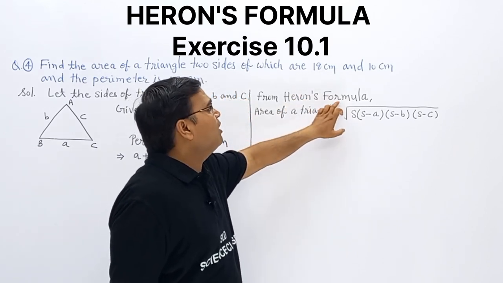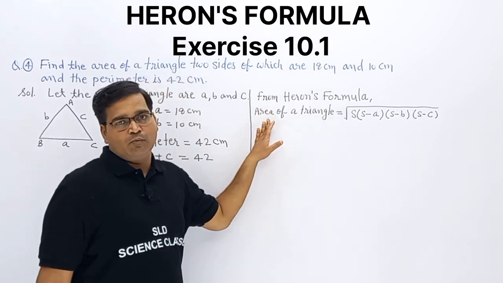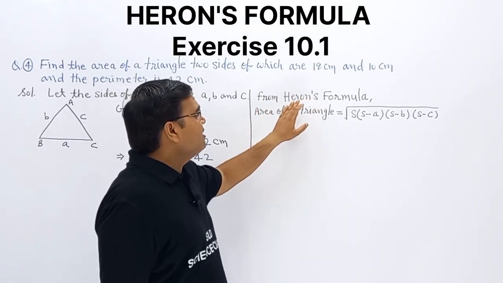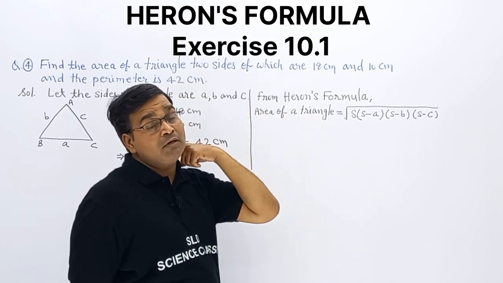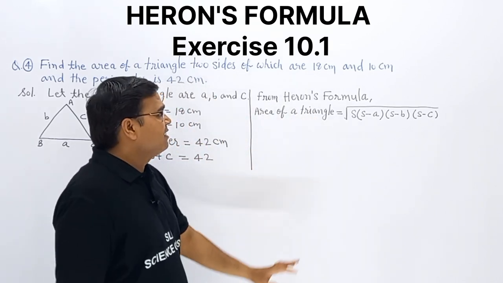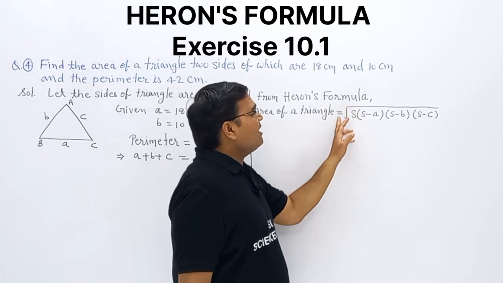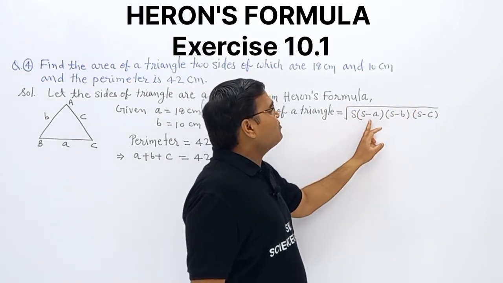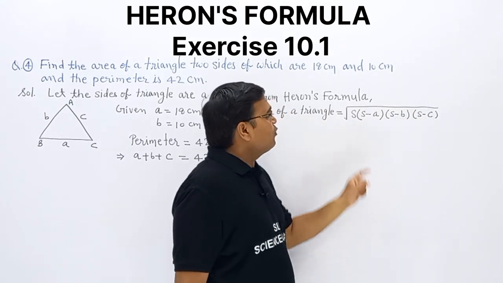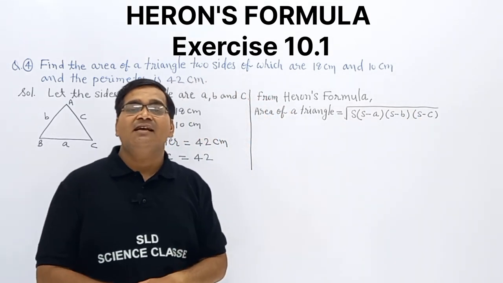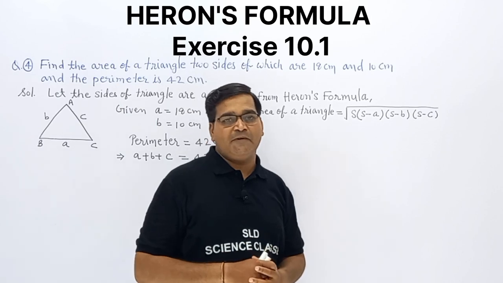This formula, Heron's formula, is used to find the area of a triangle. And what is this? The square root of s into s minus a into s minus b into s minus c. What about the s? s is the semi-perimeter of a triangle.